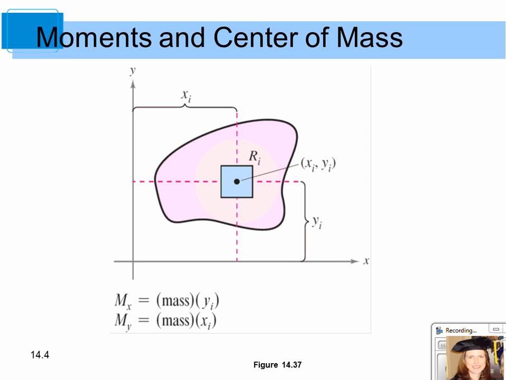Now we can use mass to find the moments of mass as well as the center of mass. The notation that we have here is m with a subscript x, which is the moment of mass about the x-axis, as well as m sub y, which is the moment of mass about the y-axis. m sub x is found by taking the mass and multiplying by the distance from the x-axis, which is your y sub i. And m sub y is your mass times your distance from the y-axis, which is your x sub i.